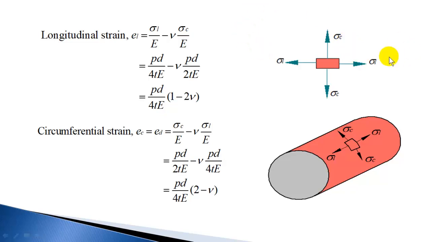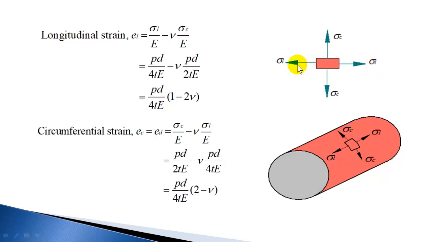Now here sigma x is sigma L and sigma y is sigma C. So instead of Ex is sigma x by E minus nu sigma y by E, you can write it as EL, x direction, it's along the length, and sigma x is sigma L and sigma y is sigma C. So I just replace sigma x and sigma y by sigma L and sigma C. So you get strain in length as sigma L by E minus nu sigma C by E. So this stretching in this direction is inducing a direct strain which is sigma L by E.